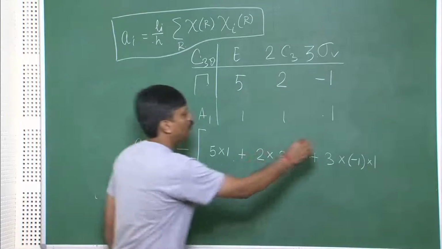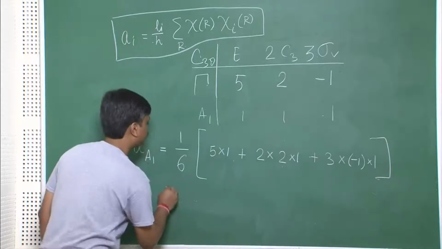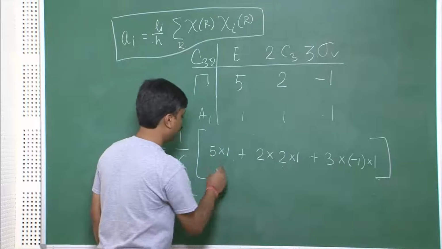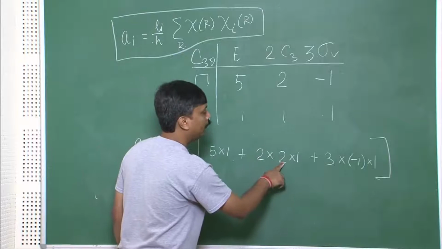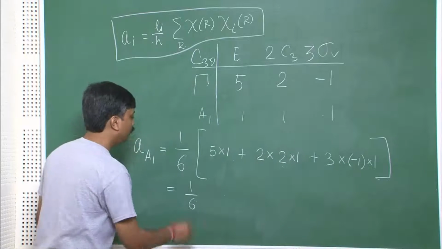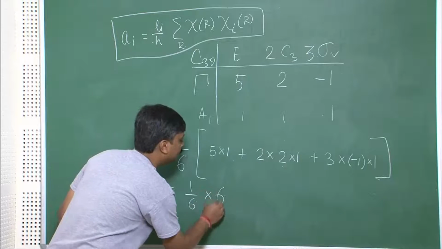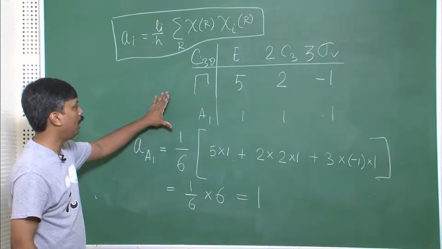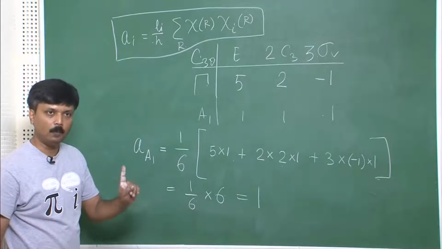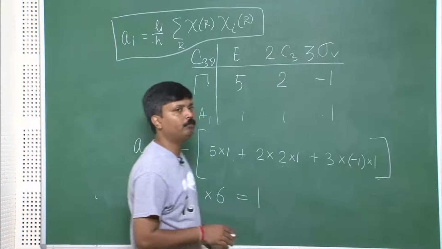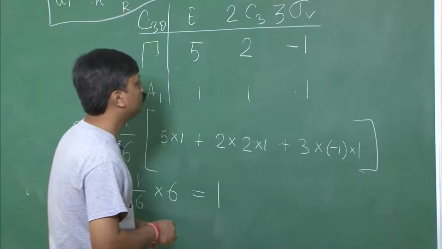So, this gives me 1 upon 6, this is 5 plus 4, 9 minus 3. So, equals to 6, meaning 1. So, this means that if I reduce this one, I will get A1 only once. I can quickly find out what will be the fate of A2.